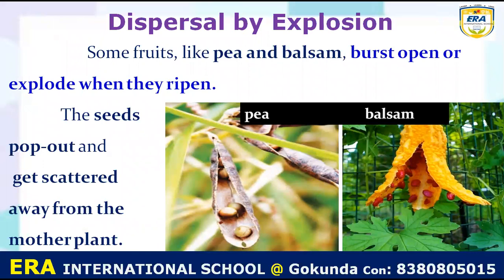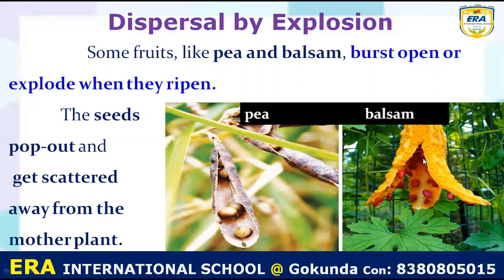The next point is dispersal by explosion. So you can see that some fruits like pea and balsam burst open or explode when they ripen. This is a pea plant. When the pea plant ripens completely, the pod bursts open, and what falls down? The seeds fall down, and when the seeds fall on the soil and get the right amount of air, water and sunlight, they start to grow as new plants.